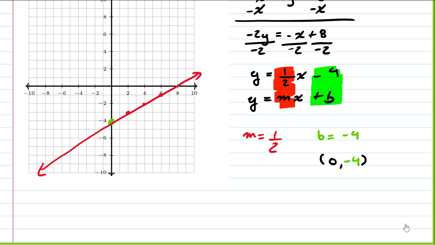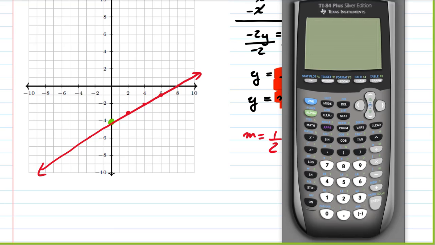Also, after we've converted it into this form, we could just put it into our calculator. So if we put in our y equals, let's clear out what we have in here. We have negative 1/2. Oh, sorry, not negative. It's positive 1/2. So the 4 is negative, so 1/2 x take away 4. We can go graph.